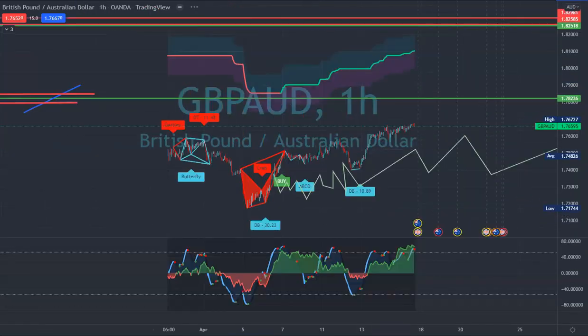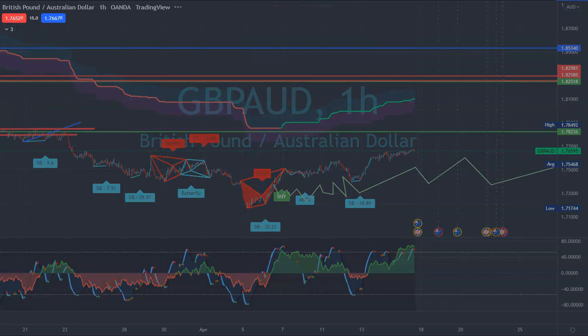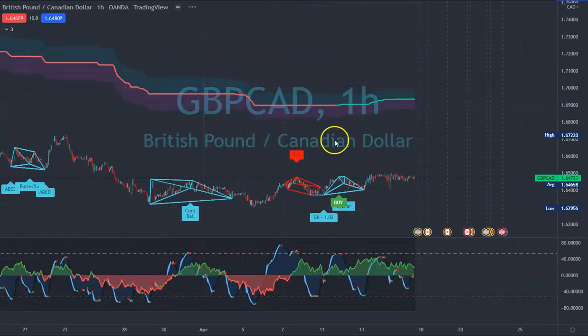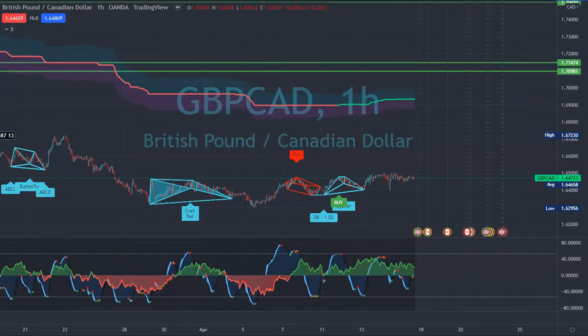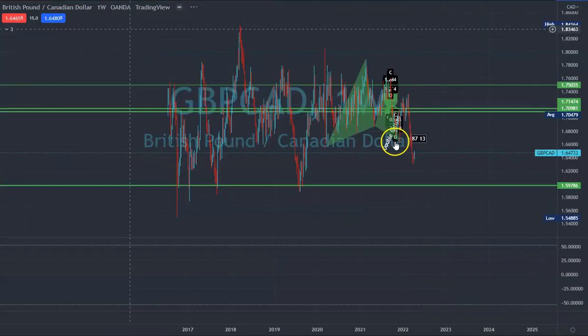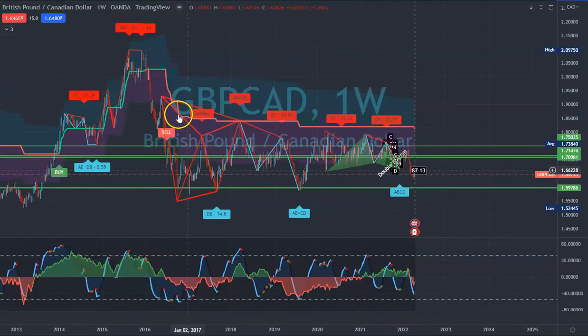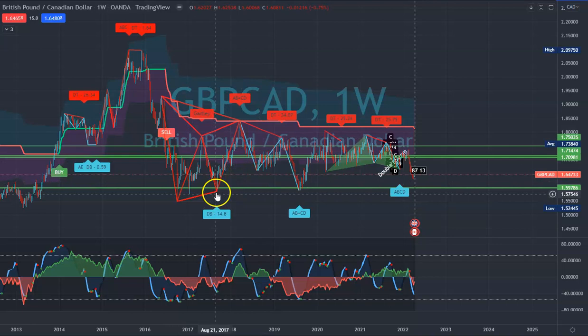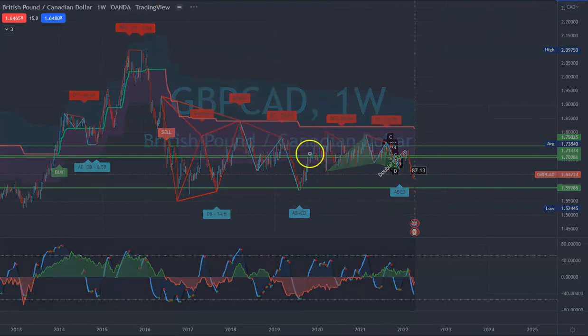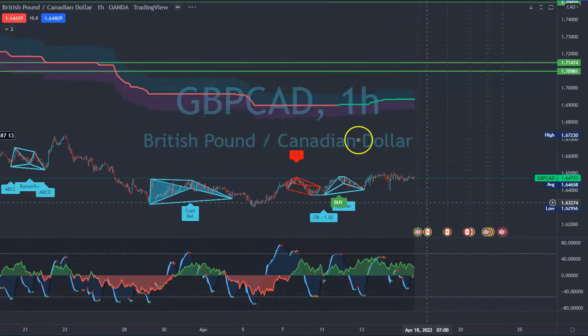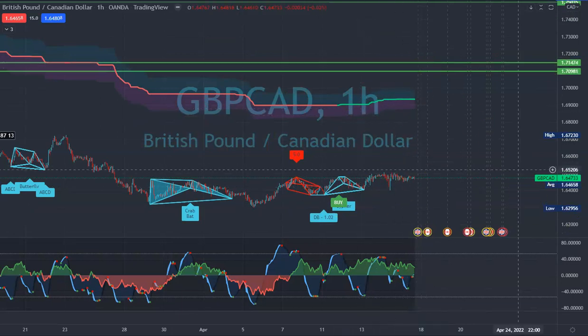1H, moving over to the same situation. GBP CAD. Let's look at the weekly. Just jump back up to the weekly. And there's one. Oh yeah, that was already fulfilled by this. Okay, whatever. You know that buy headed back up.